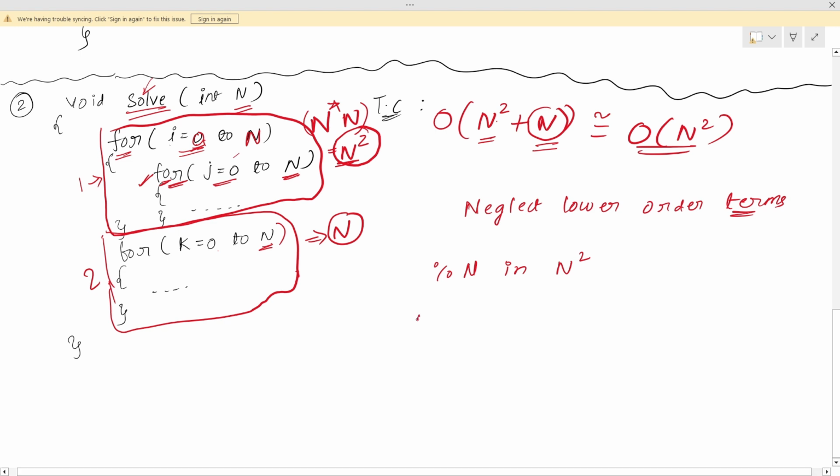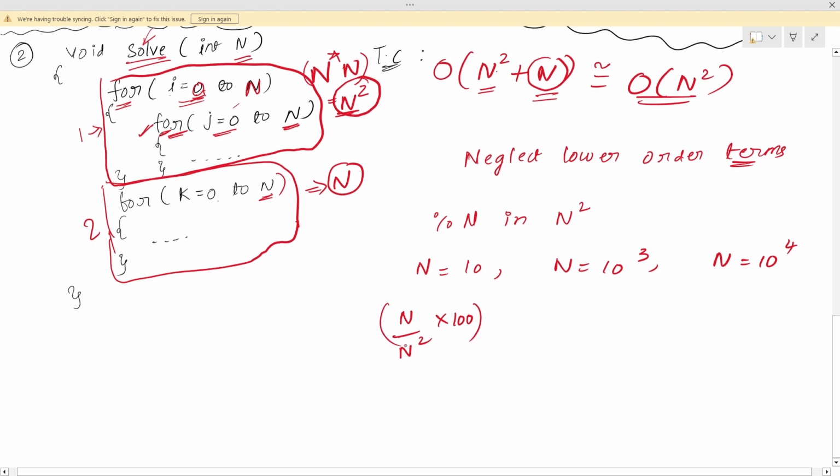Let's say I'll give n value as 10, n value as 10 power 3 and n value as 10 power 4, and we'll see what percentage this n will take: n divided by n square into 100. I'm telling it as 100 because I want a percentage. If I substitute the n value 10 here, it will become 10 by 10 square into 100. That means these both will get cancelled. It is 10. So here the n importance is very crucial because it's a good number, 10.